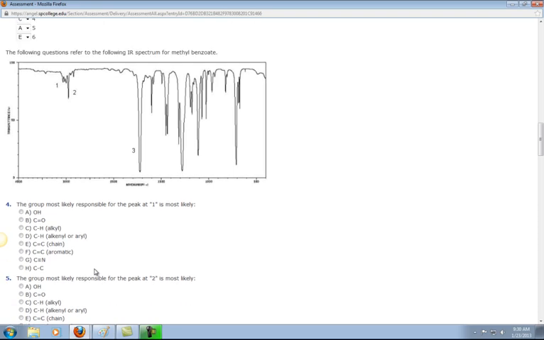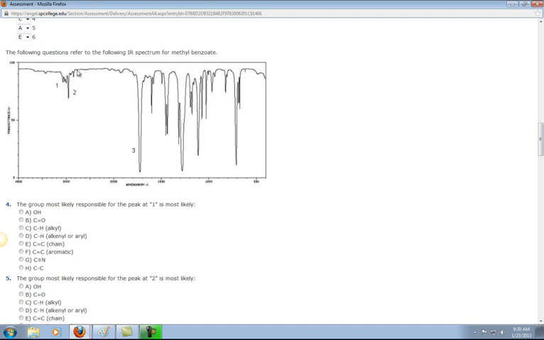Alright, so take a look now at the infrared spectrum. And what we know according to the correlation chart on the infrared spectrum is that above 3000 we're going to have peaks responsible for H connected to C double bond C's, and this one is H connected to C single bond C's. Now on this side you've got the H connected to C double bond C's, and it says here the group most likely responsible for the peak at 1, which is clearly above 3000, is most likely.